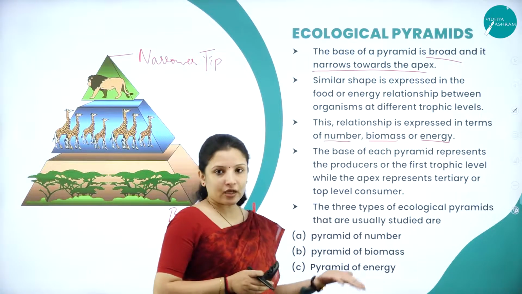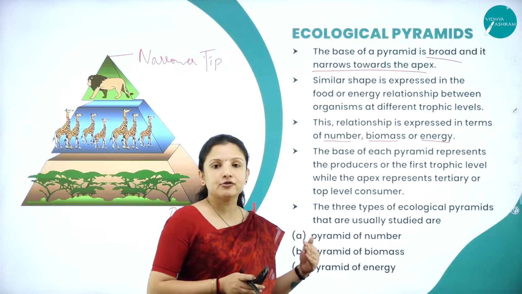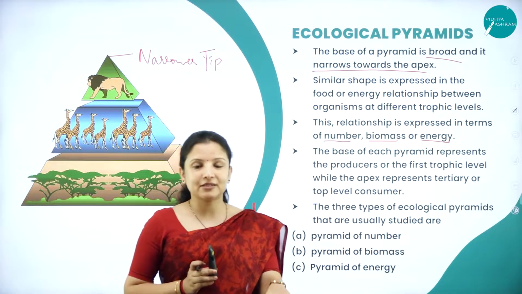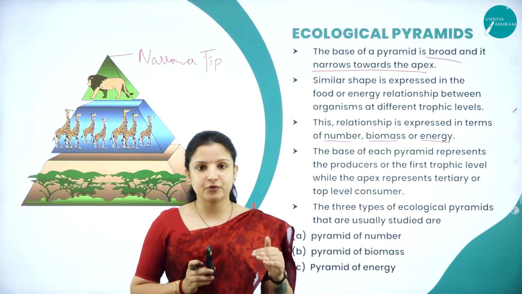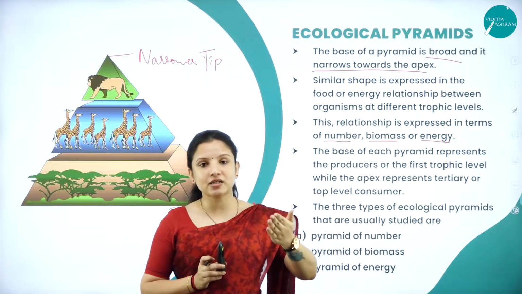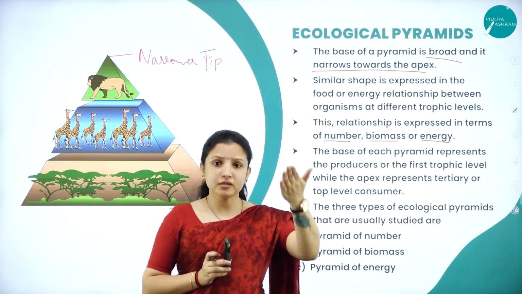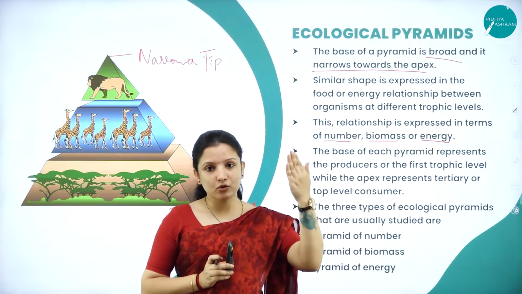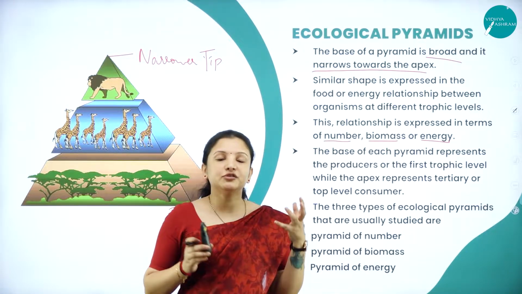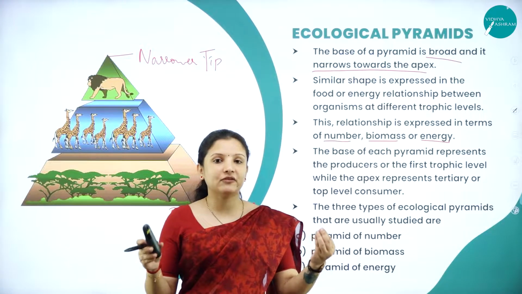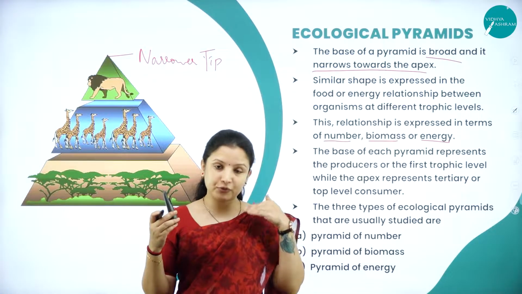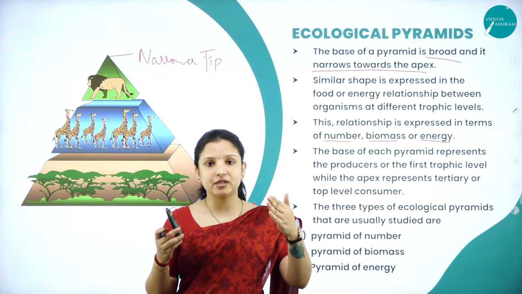Pyramid of number, as I told you, is about the different trophic levels, of which the first is the producers, which form the base. After the producers, we have the primary consumers, then the secondary consumers, then the tertiary consumers, and it goes on like that. Pyramid of numbers means you can count the organisms. When you count them, primary consumers will be more than the secondary consumers, and the producers will be more than the primary consumers.